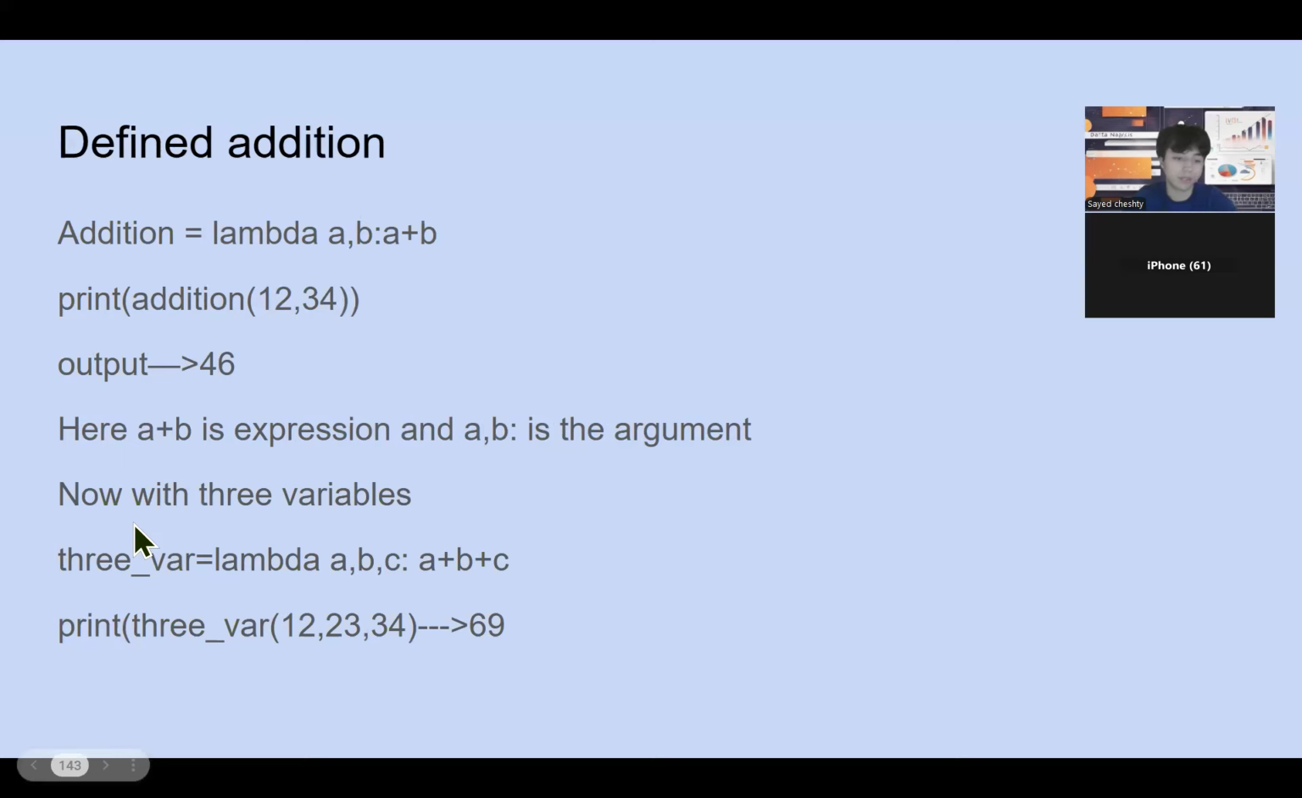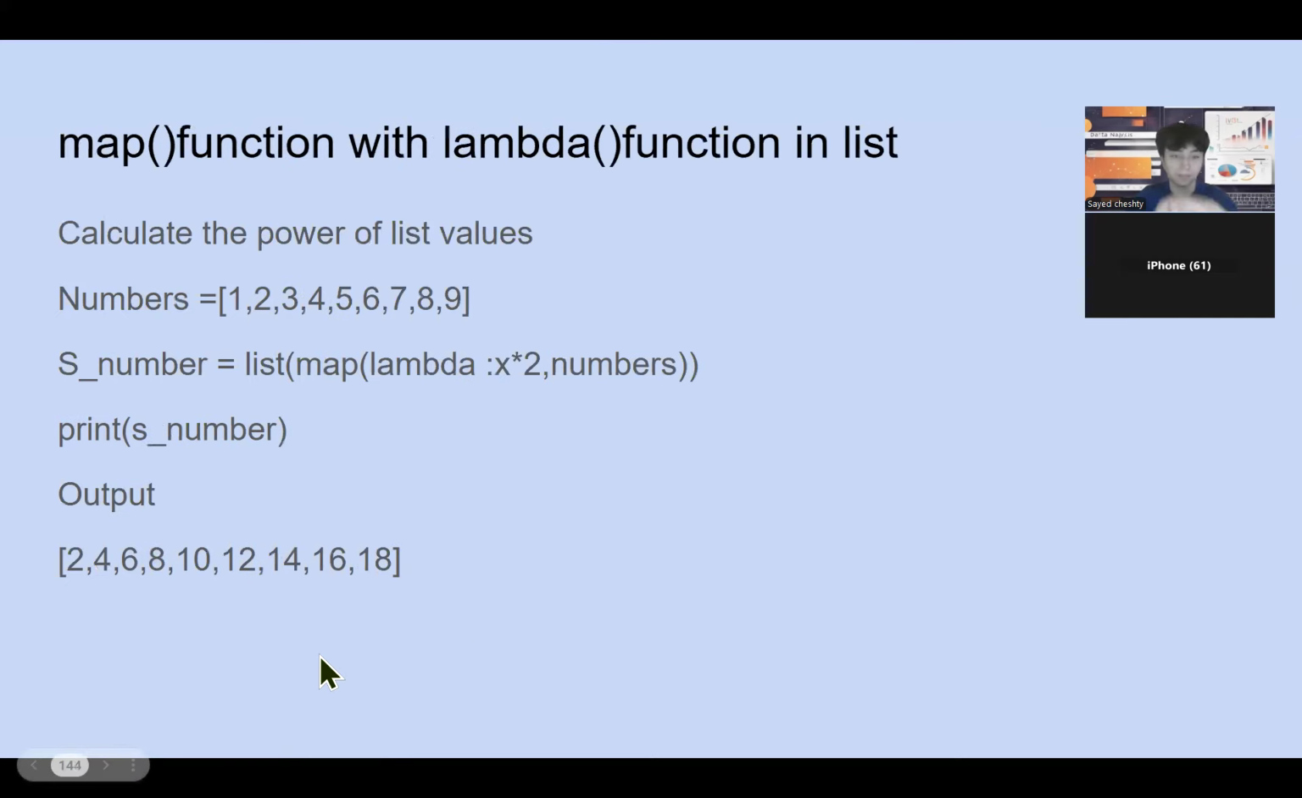Now let's do three variables. We put three_var equals lambda a, b, c: a plus b plus c. Now when we do print(three_var) with the values 12, 23, 34, it will become 69, because it adds all of these up.